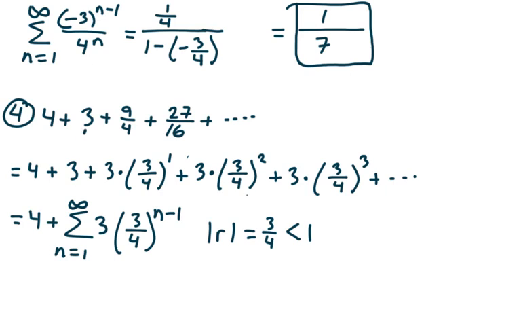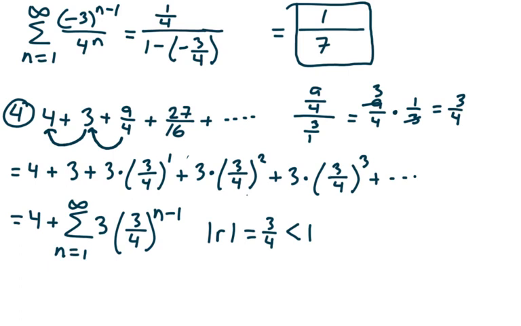Notice that 3 divided by 4 is 3/4. If I take 9 over 4 and divide it by 3, I get 3/4, I claim. See, and if you notice, 9/4 divided by 3 over 1 is 9/4 times 1/3. 3 goes into 9 3 times, and so you get 3/4. So it's probably safe to assume that the common ratio is 3/4, and it will be.